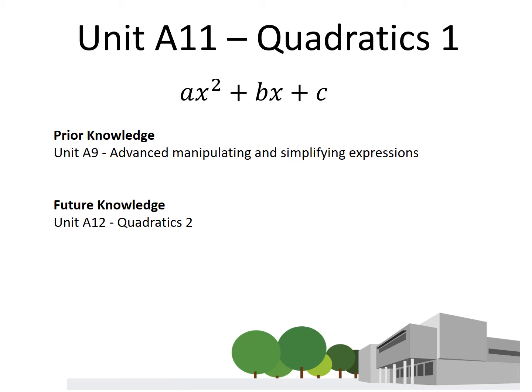Now, particularly useful prior knowledge, in Unit A9 you learnt how to factorise quadratic expressions. For those of you doing the foundation tier, you looked at values where a was 1, whereas when you're studying for the higher tier you also looked at factorising expressions where a was values other than 1.